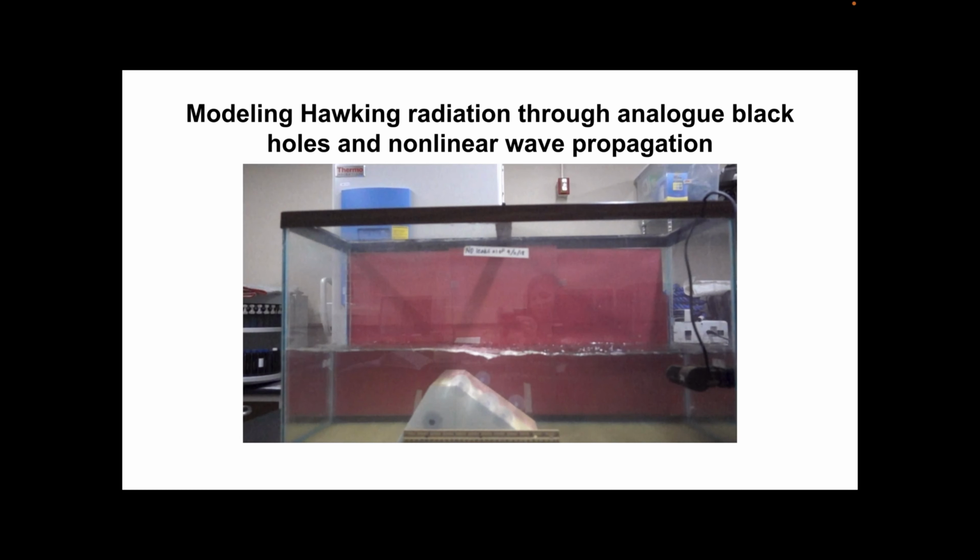My name is Emma Goldsmith, and my project is Modeling Hawking Radiation through Analog Black Holes in Nonlinear Wave Propagation. Black holes are famous for pulling everything in, even light. But according to Stephen Hawking, they also glow very faintly.